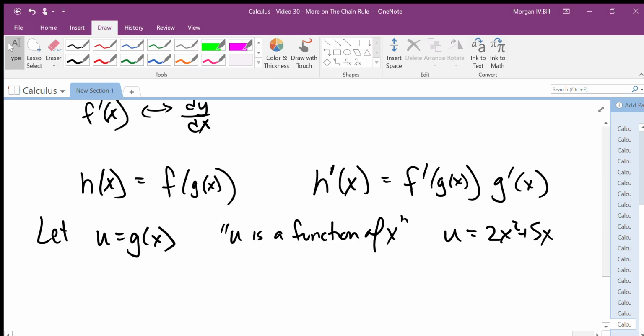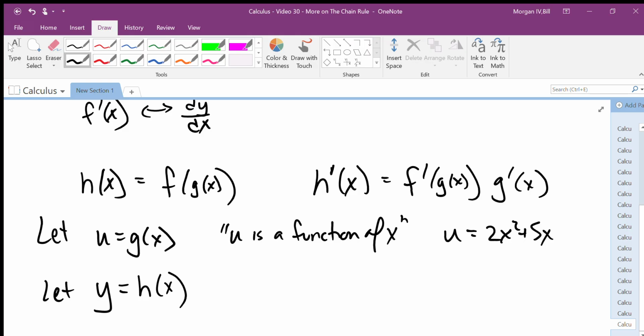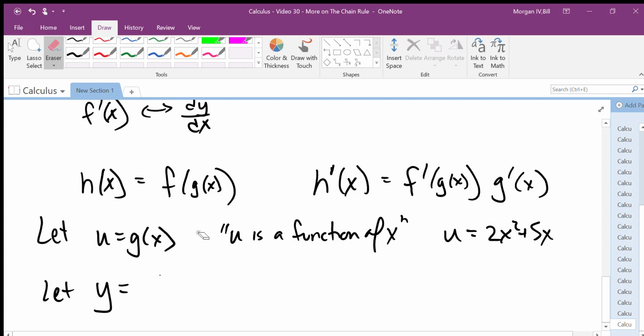And then let's let y equal h of x. No, let me go back. Let's let y equal f of u. I like that better. I know that's an unfortunate notation, f of u, but let's move on. It is the convention that we use here. Let's let y equal f of u.